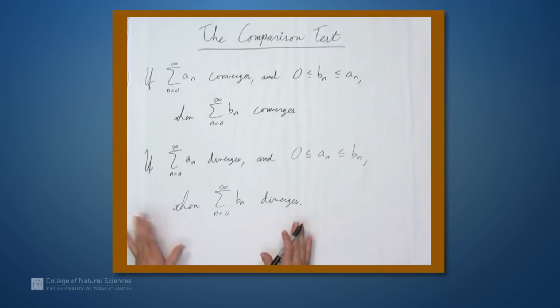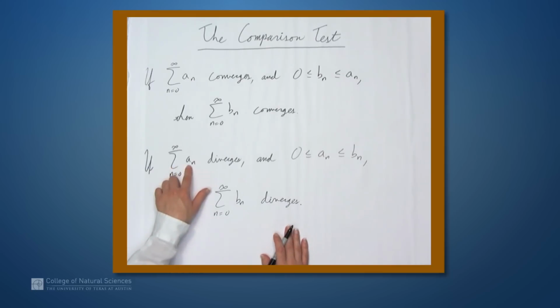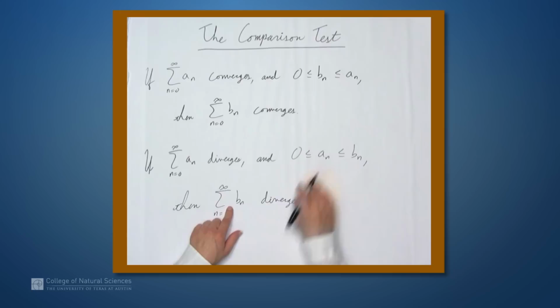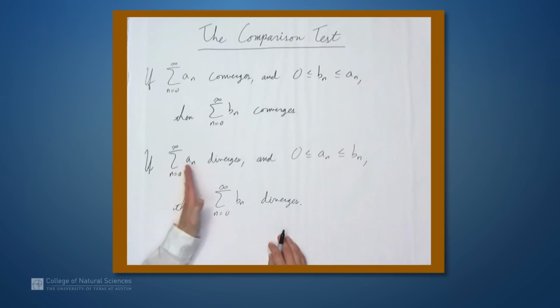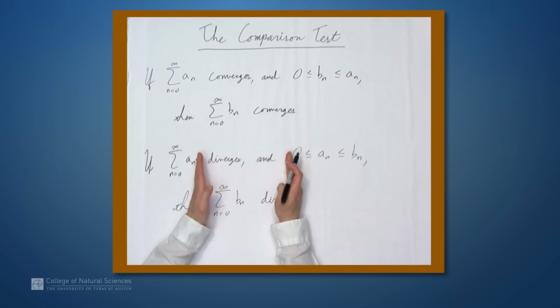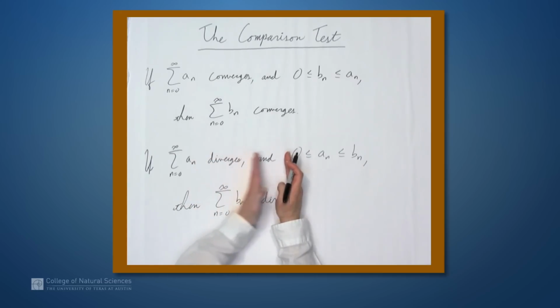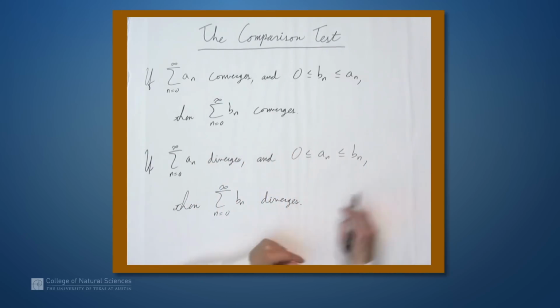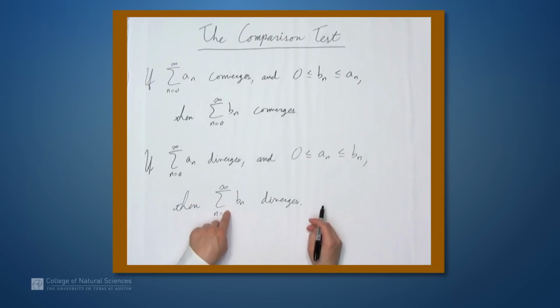Similarly, on this intuitive level, if the a sub n's diverge and this b sub n series is larger than the a sub n's term by term, well then the a sub n series, say, is here, the b sub n series is here. This one is diverging off this way, so it's going to push the b sub n's off in the same direction. So this series must also diverge.